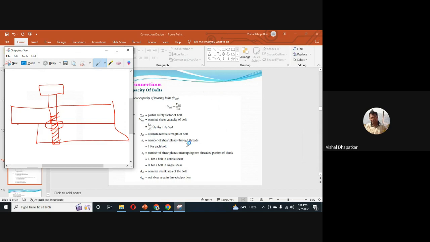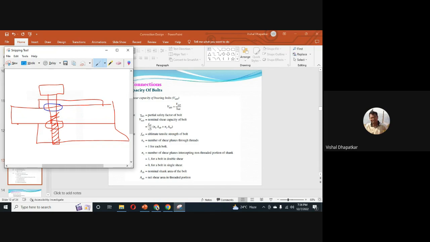So the number of shear planes through threads: how many shear planes are passing through threads? It is one number, so one for each bolt. It is always one shear plane passing through the threads. Now nS is the number of shear planes intercepting the non-threaded portion. So in case I have another plate like this, this is the second area which is passing through the non-threaded portion. So that is nS, the number of shear planes intercepting the non-threaded portion of the shank. So in this case it is 1.